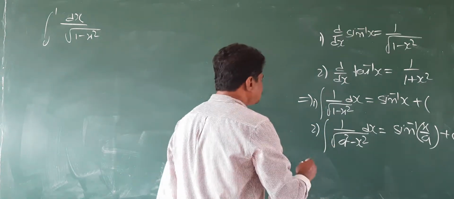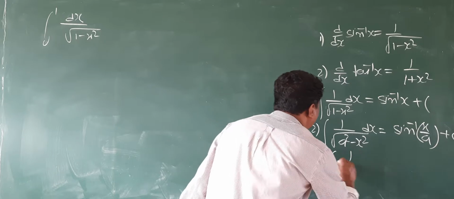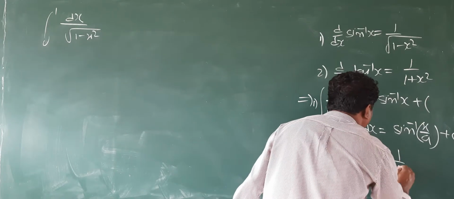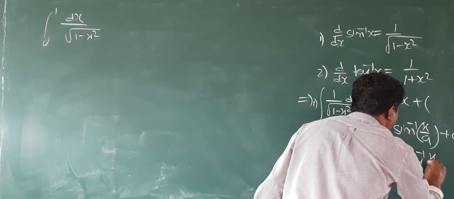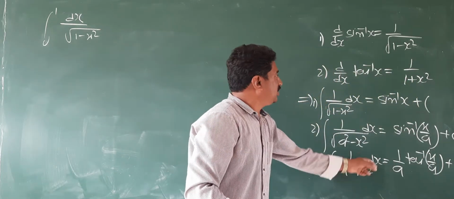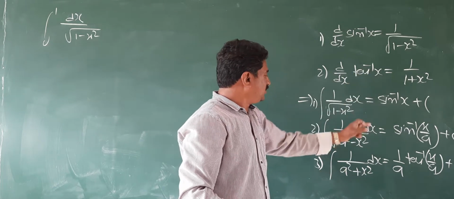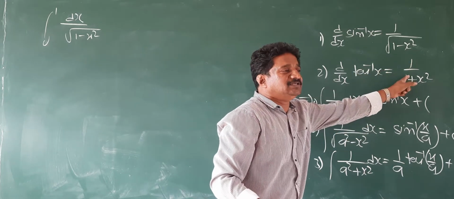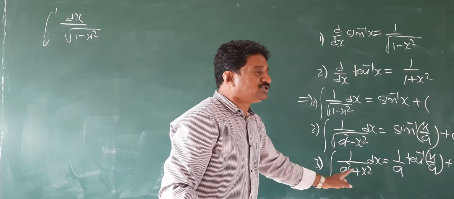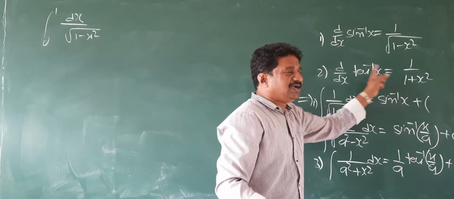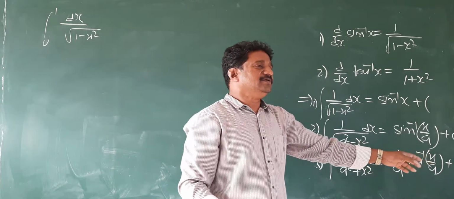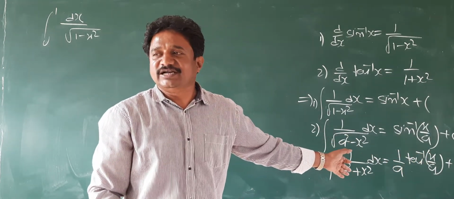Integration of 1 by a square plus x square into dx is 1 by a tan inverse x by a. This is the general case. Put a is equal to 1 and you are going to get integration of 1 by 1 plus x square is tan inverse x. So in that we proved these standard results.